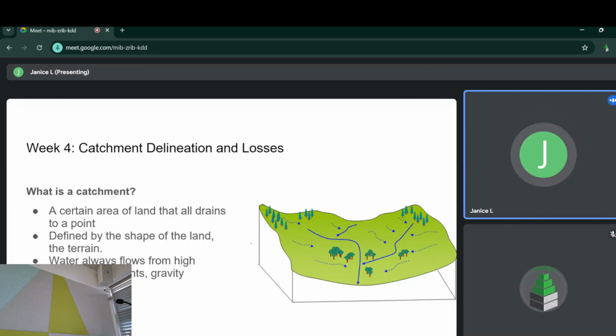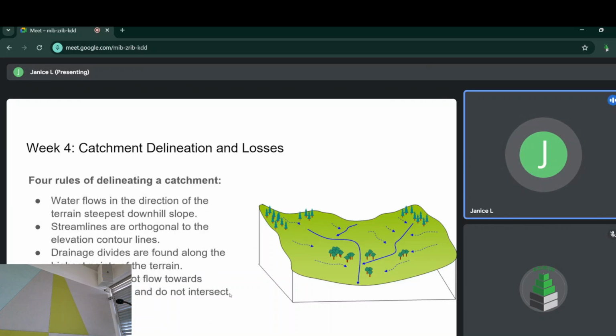Here's the key principle of it all: water always flows from a high point to a low point, and yes, that is gravity. Gravity is going to make it do that. And there are 4 rules to delineating a catchment. Number 1, water flows in the direction of the terrain's steepest downhill slope. It's not going to flow uphill. Gravity is a thing. And path of least resistance: if it's steep, it's going to flow down faster. It's a tendency of water to follow the path of least resistance.